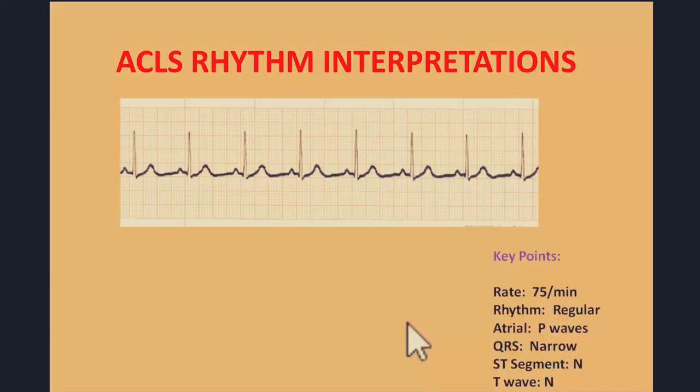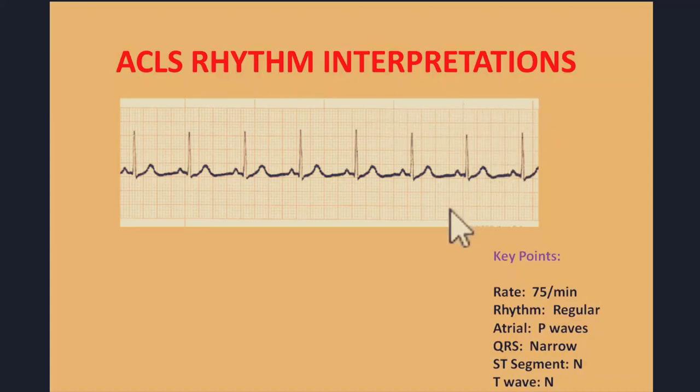Now, here is a rhythm strip. Take a moment and see what this represents. Okay, as soon as you see a rhythm strip, these are the points we need to go through. Okay, what is the rate? The rate is determined by the RR interval. And here are 1 second marks on the ECG paper.